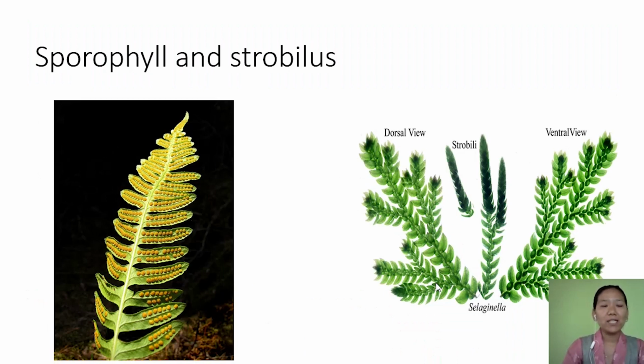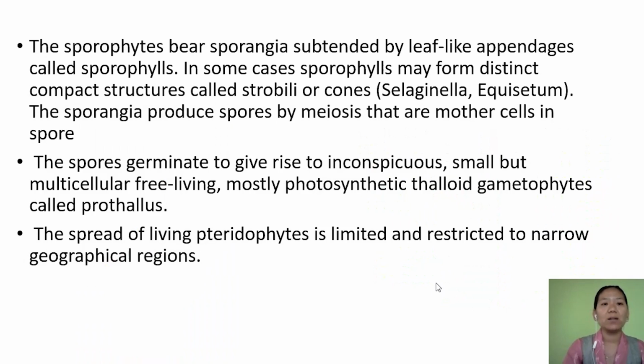Looking again at the leaves, these leaves will bear the spores. The main plant body is the sporophyte, which means it bears the spores. And where are the spores found? The spores are found on the sporophylls. Sporophylls are nothing but extended leaf-like appendages.